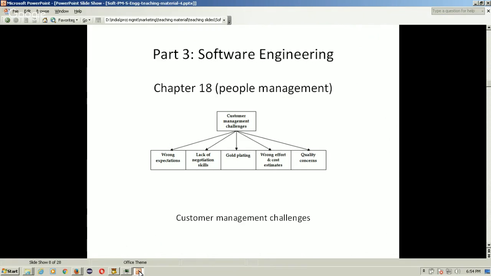Then a lack of negotiation skills. So if a project manager does not have good negotiation skills, then it will be a problem, because the project manager must negotiate with customers so that the project manager is able to get the required resources and get the customer to agree on timings, like the time horizon.